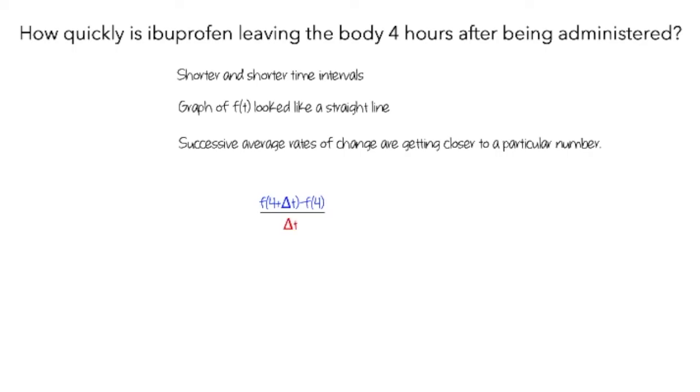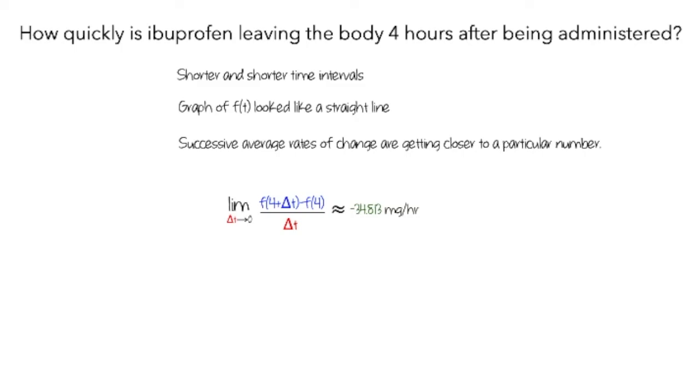In more formal notation, we write f of 4 plus delta t minus f of 4, all divided by delta t, to show the average rates of change. We write delta t goes to 0 to represent the decreasing length of the time intervals. And we write the limit to indicate the number these are getting closer to. It is important to remember that the average rate of change in this scenario requires that there be a change in time. So the limit isn't itself an average rate of change. It's a number that the average rates of change are approaching.